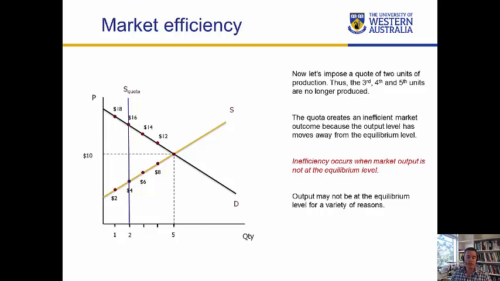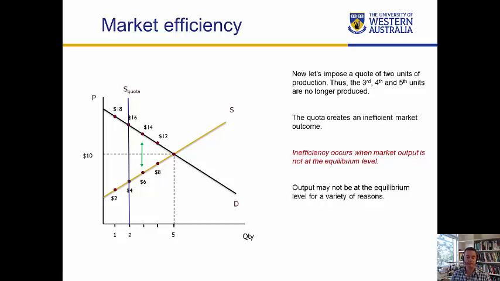Let's focus on why 2 units of output is an inefficient output level. Let's consider unit number 3. We've already been through this story. Unit number 3 can be produced at a marginal cost of $6. It has a value of $14 to a consumer. It generates $8 worth of total benefits, or $8 worth of combined consumer and producer surplus. So the 3rd unit should be produced. Same with the 4th unit. It generates surplus of $4.